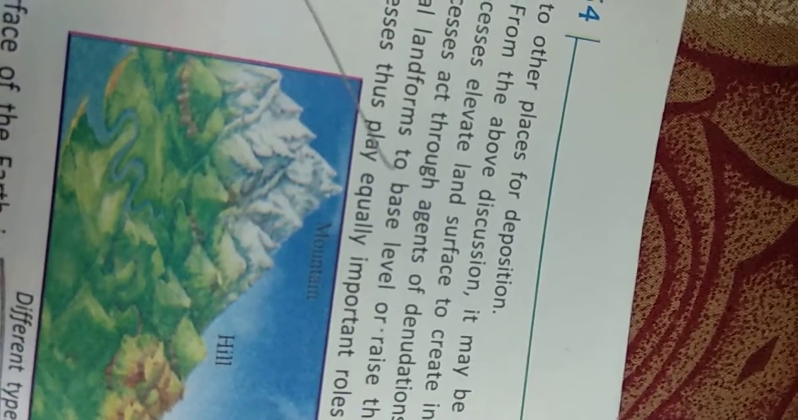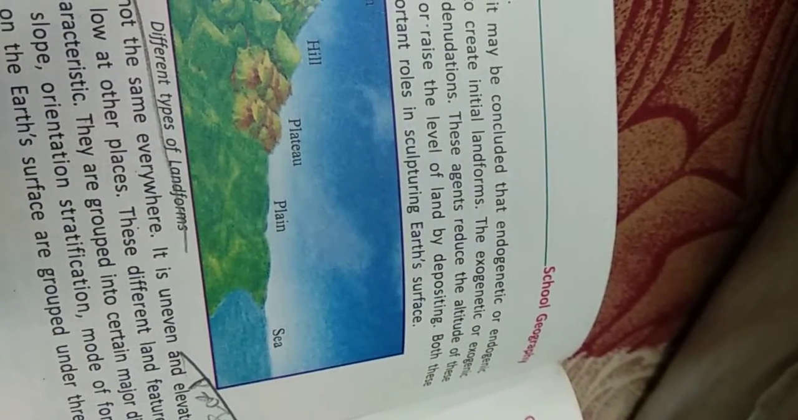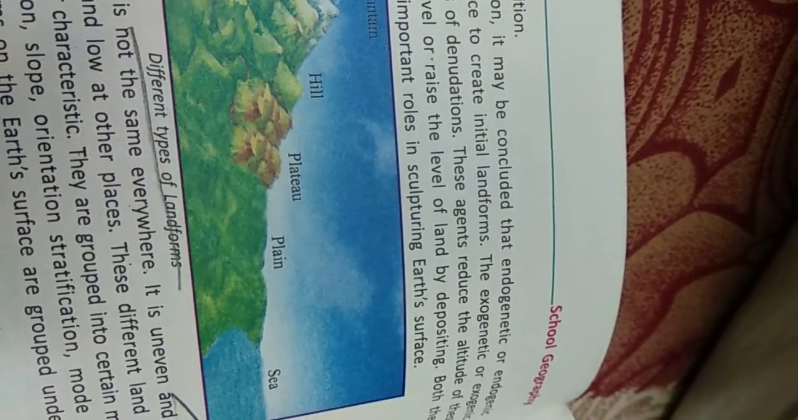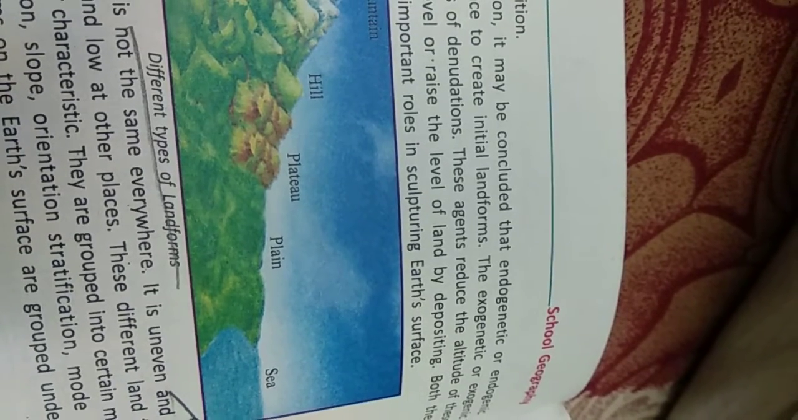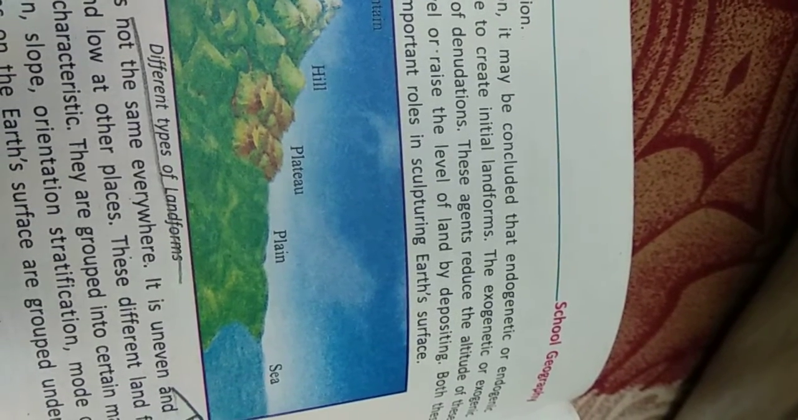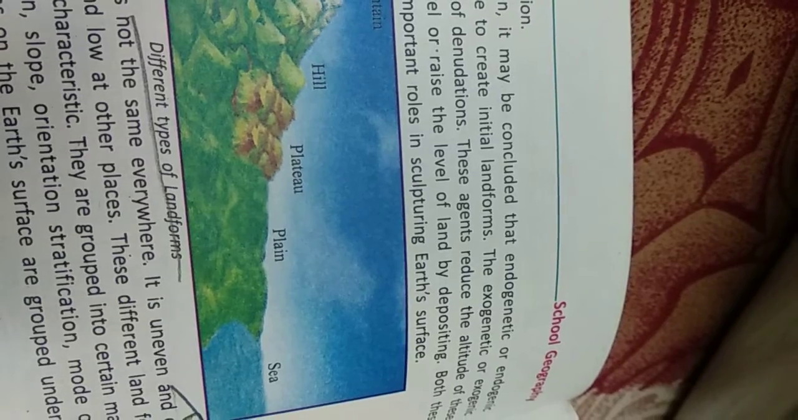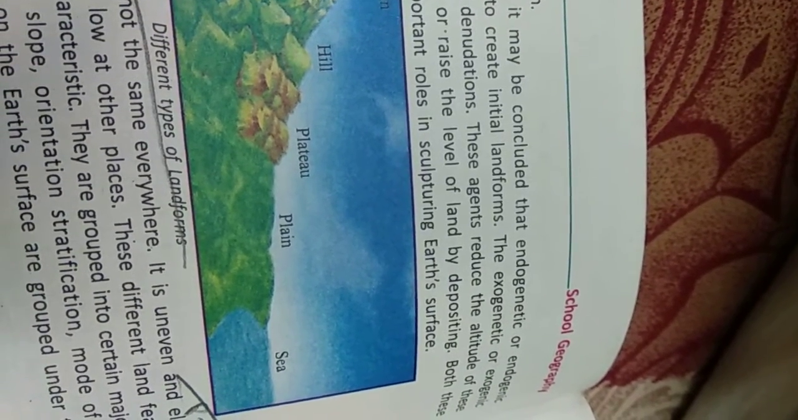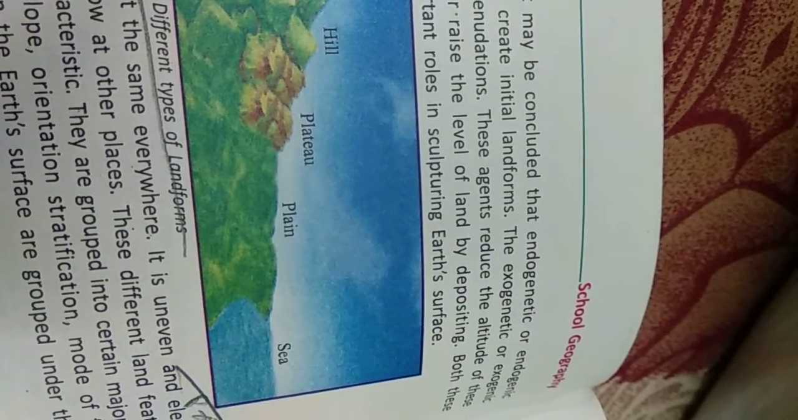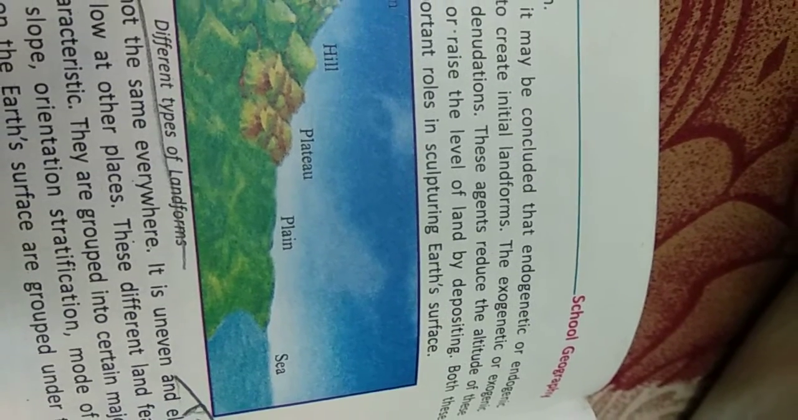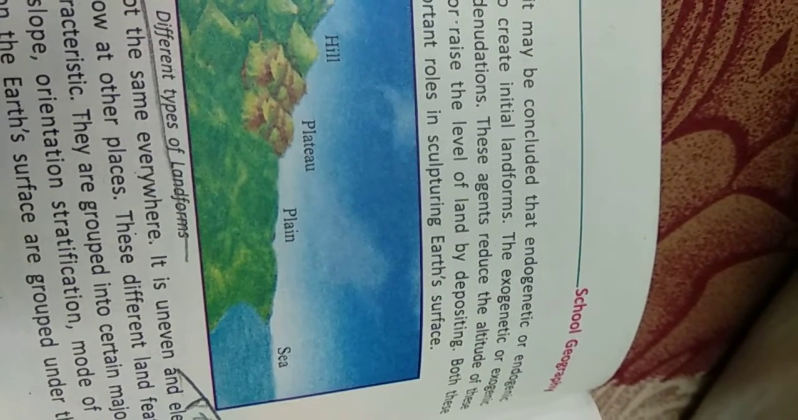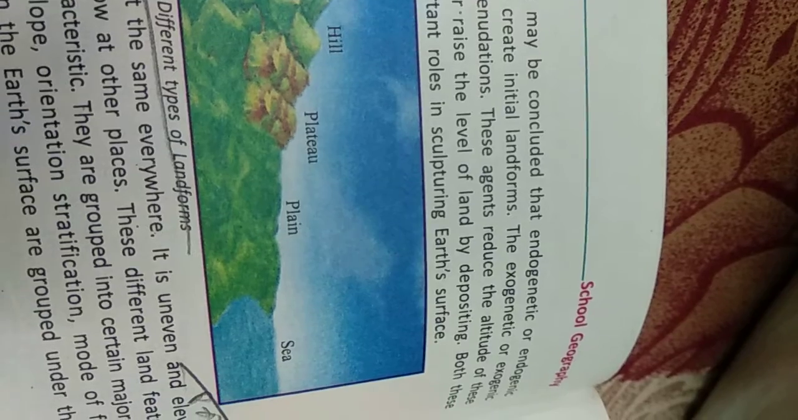From the above, we can conclude that endogenic and exogenic processes shape the land surface to create initial landforms. The exogenic processes act through agents of denudation. These agents reduce the altitude of the initial landforms of the mountains, and they raise the level of the low land by depositing. Both of these processes thus play equally important roles in the sculpturing of Earth's surface.